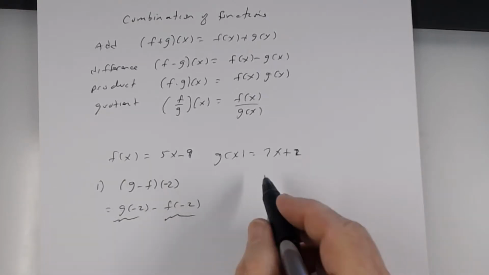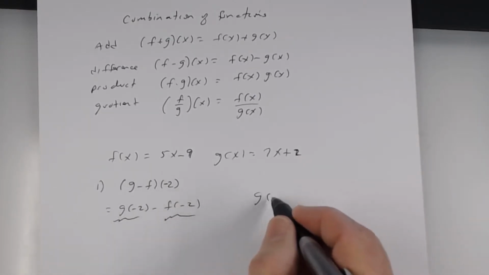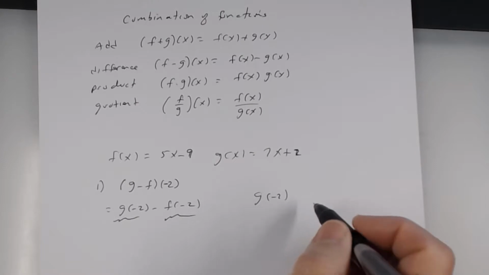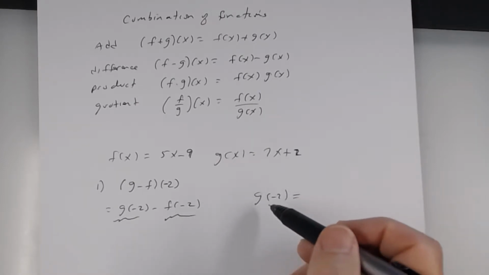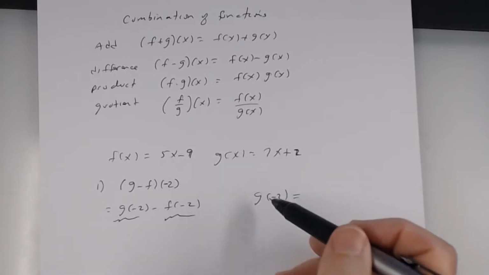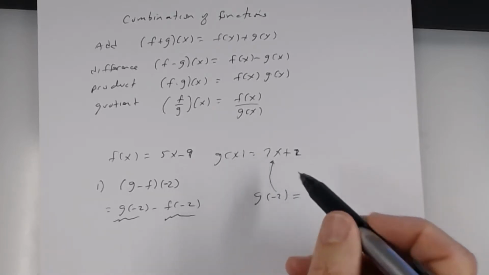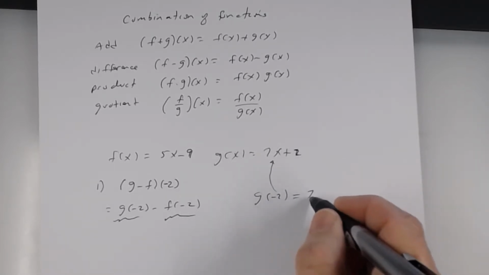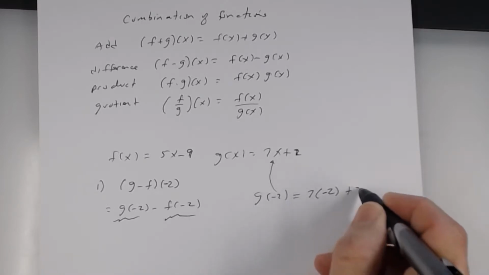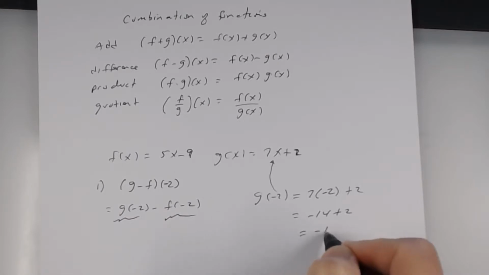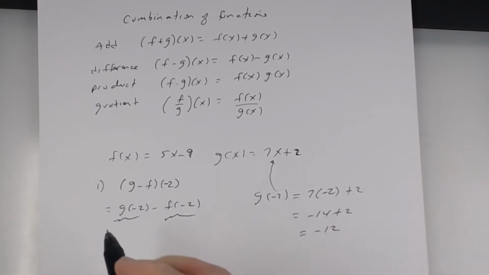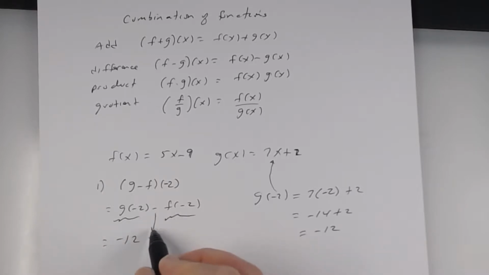All right, to find G of negative 2, you go off to the side and do some work. To find G of negative 2, which function do you go to? G function. So wherever you see the variable x, you plug in negative 2. So I get 7 times negative 2 plus 2. So that's negative 14 plus 2, which is negative 12. So that's G of negative 2. You got to subtract, though. Remember, you're subtracting, so you got to subtract F of negative 2.